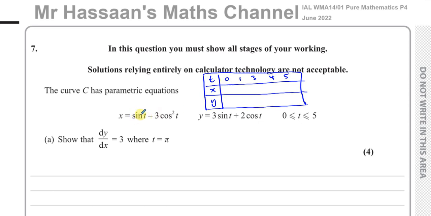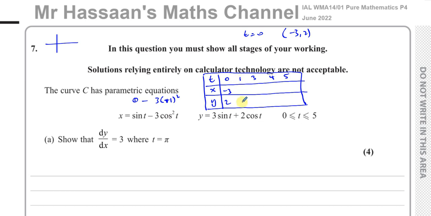So that will be sine of 0, which is 0, minus 3 times cosine 0 squared. Cosine of 0 is 1, sorry. So it's going to be 0 minus 3 times 1, which is minus 3. So x is minus 3. And when t is 0, y will be 3 times 0 plus 2 times 1, which is 2. So when t is 0, the coordinates of the point are given by minus 3, 2.